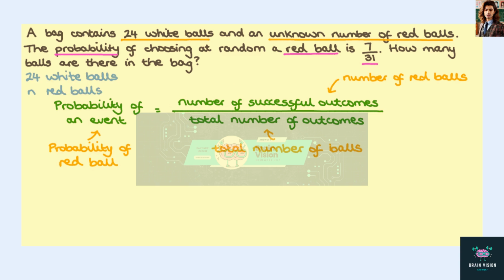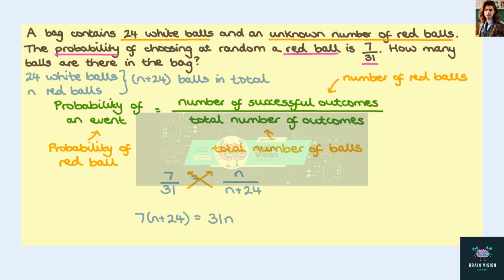We know the bag contains 24 white balls. We don't know the number of red balls, so we can use the letter N to represent this. The total number of balls in the bag can then be represented by the expression N plus 24. We can then form an equation by substituting the given probability of 7/31, N for the number of red balls, and N plus 24 for the total number of balls, giving 7/31 equals N over N plus 24.